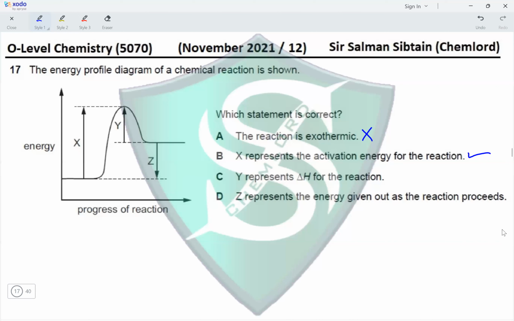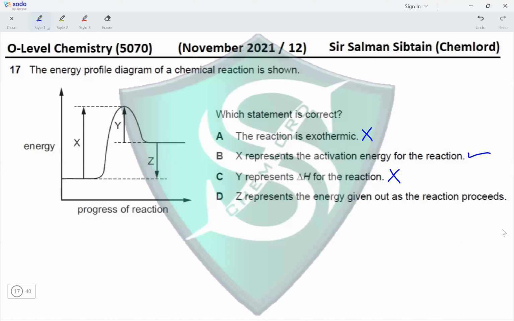Option C, Y represents delta H for the reaction. No, Y does not represent anything for the forward reaction. It could be the activation energy for the backward reaction, but it has not been stated this is a reversible reaction. So statement C becomes incorrect.